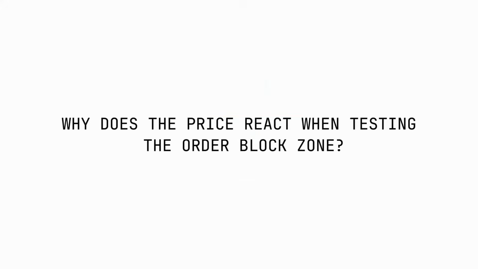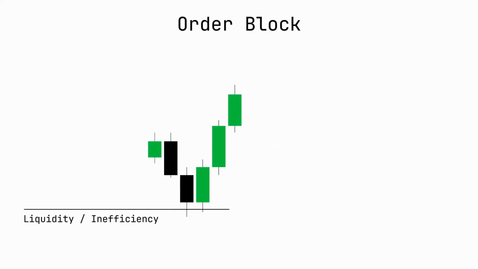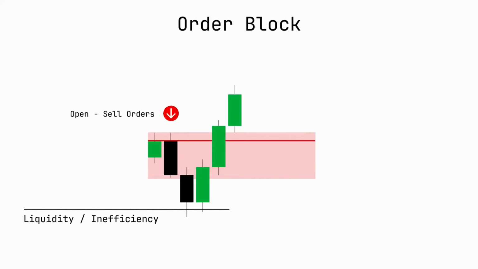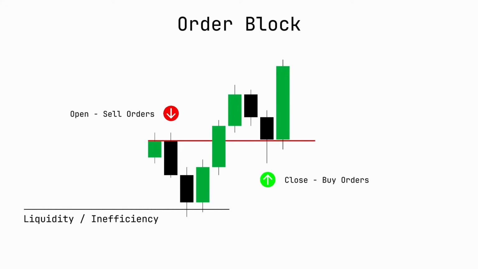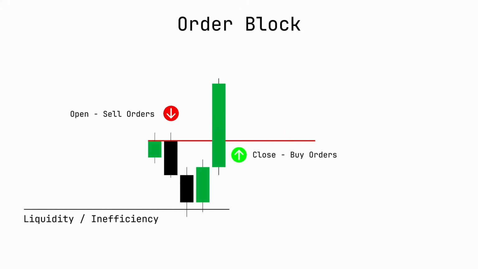So why does price react to an order block zone? There are three main reasons. Open positions from the initial move are still active. The short positions used to push price down and create the resistance may still be open, possibly in drawdown. When price returns to the order block, those shorts are closed by buying, which naturally pushes the price upward. This can even cause a strong breakout.